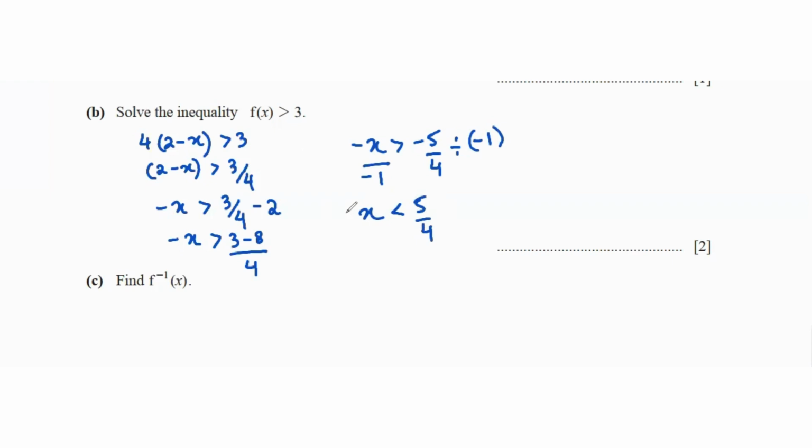Always remember that if the variable you're trying to find the value of is negative, to make it positive, you will divide both sides by negative 1, or whatever the coefficient of the variable is. And what that would do is change the inequality. So if it's greater than, it would become less than, and vice versa.